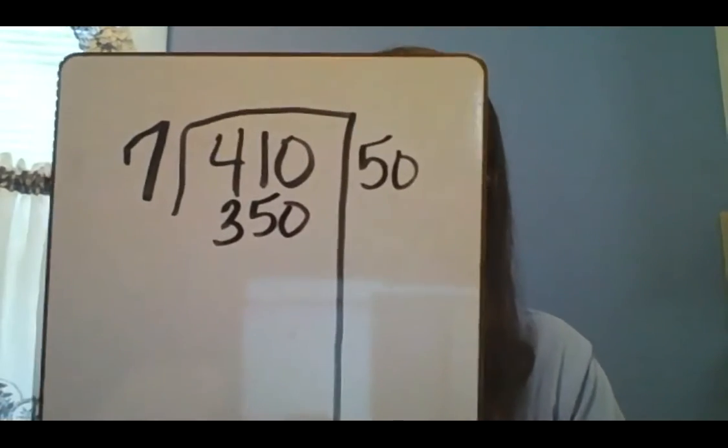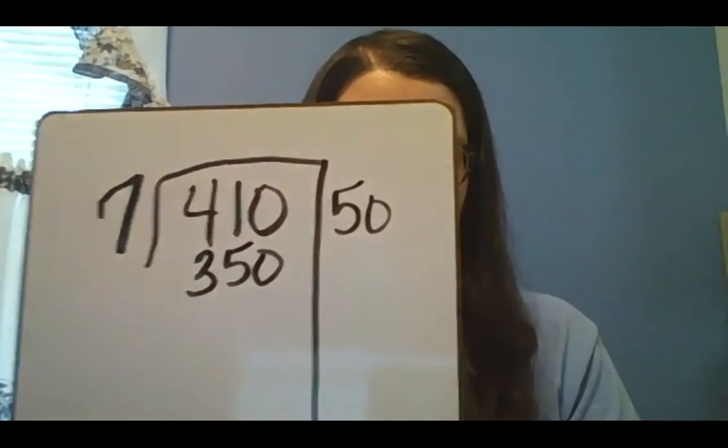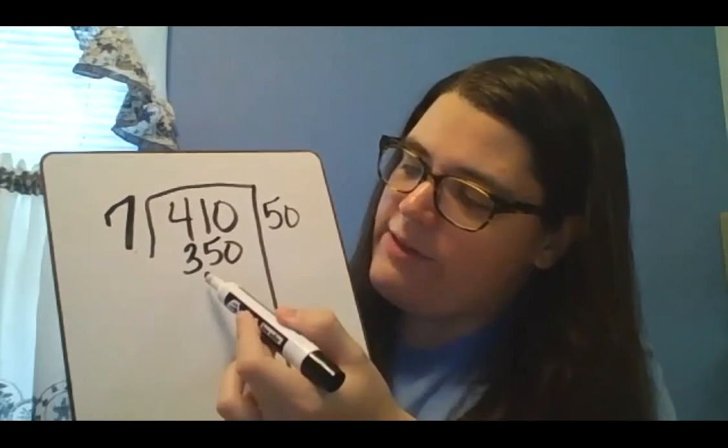So 7 times 50, we know, helps us the most right now. 7 times 50 was 350. I'm just going to make a running list on the side of what I use. So I know that 7 times 50 gives me 350. Now I'm going to subtract to see what I have left over.